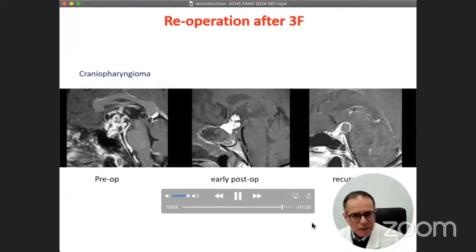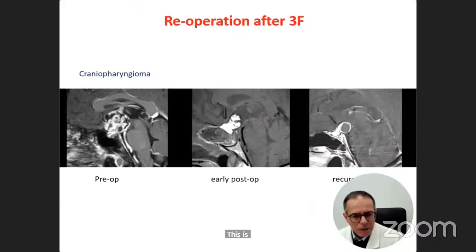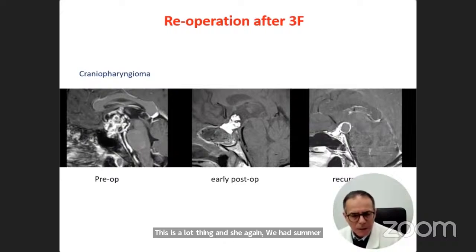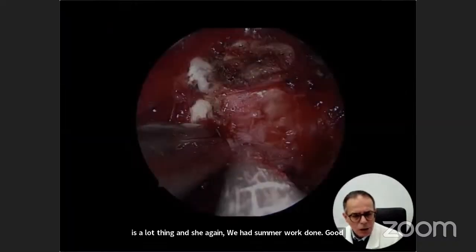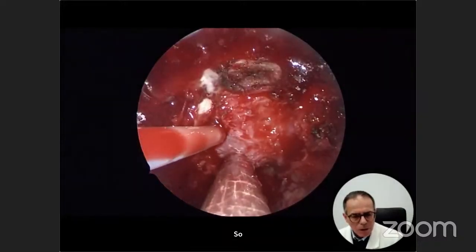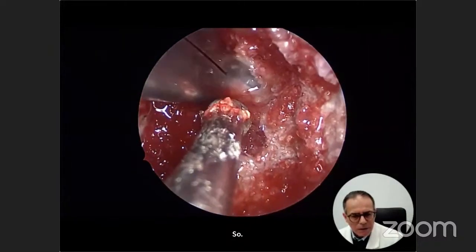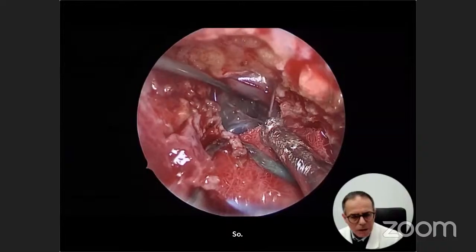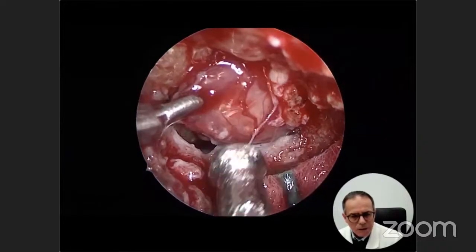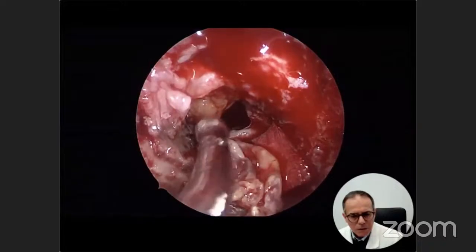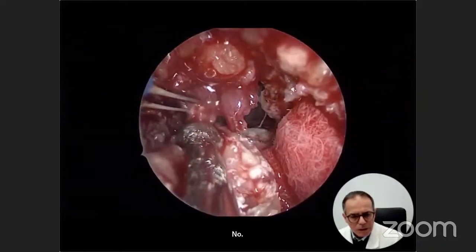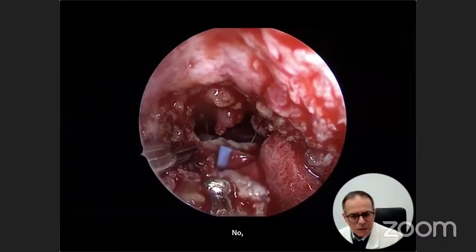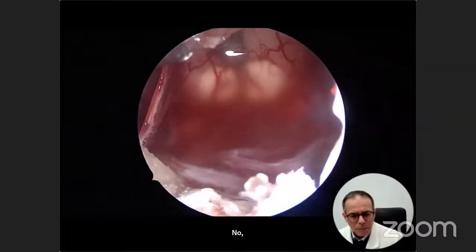This is the last case. You see again after removal of craniopharyngioma, we had some recurrence after some months. It was already resolved, but just to show that when you use this technique, the fat does not create any scar or lesion. You see, we enter again the intradural space, and it was quite easy to remove this lesion. You see, there are no scars because the fat is produced.